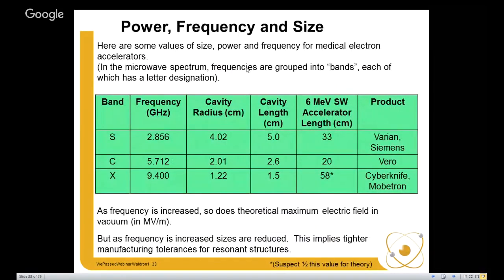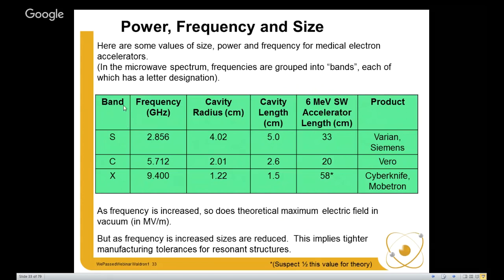So we've talked about some of the dimensions of some of these things, and I've avoided being very specific because we really have quite a range of values in use. So here's a little table of power, size, and frequency for some common and maybe not so common medical electron accelerators. On the leftmost column, we've got the band.